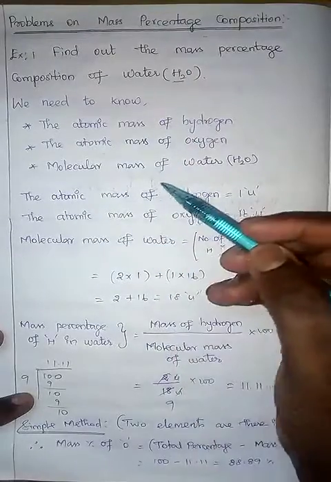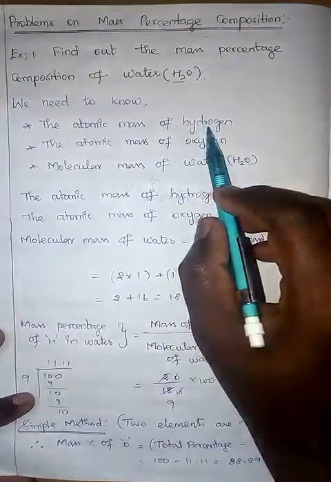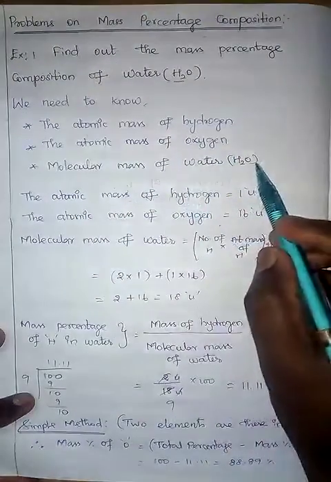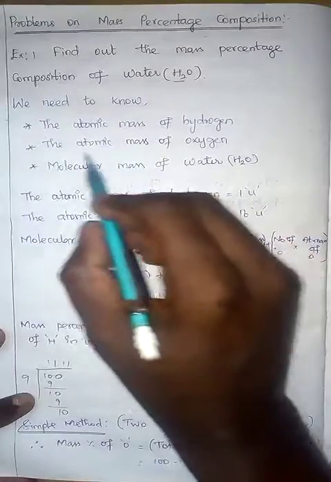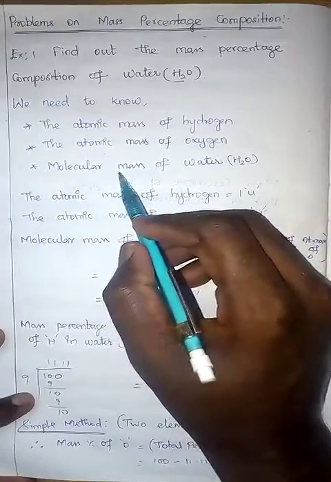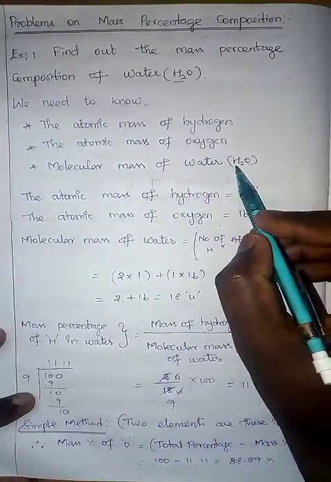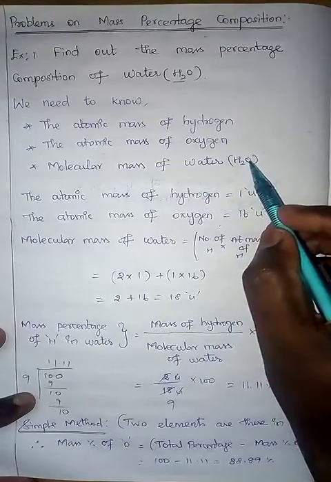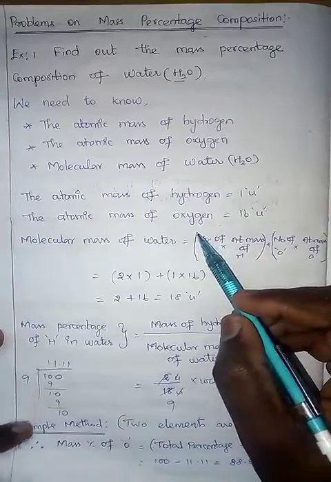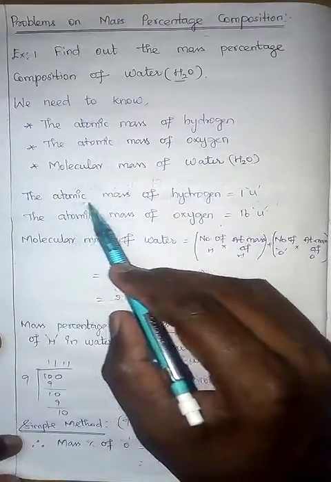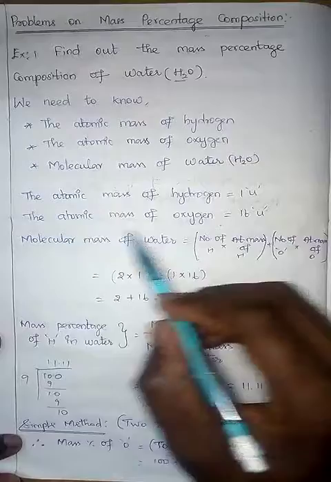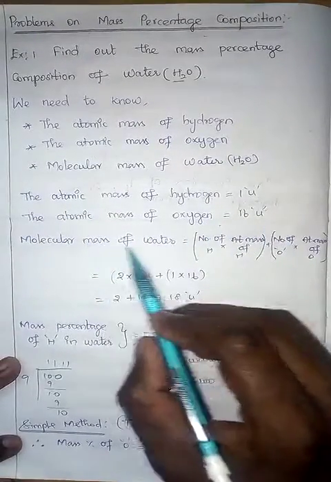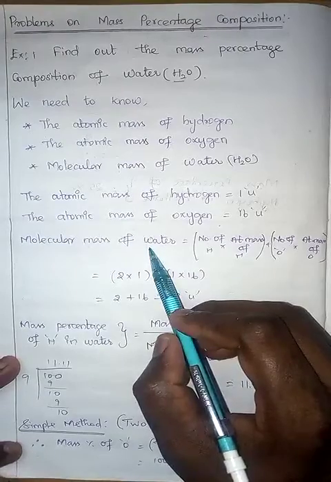Now, what else do we need to know? The mass of hydrogen we should know, the mass of oxygen we should know, the molecular mass of water we should know. So we can calculate the molecular mass by adding the mass of hydrogen as well as oxygen. As we have studied already, the atomic mass of hydrogen is 1 U, the atomic mass of oxygen is 16 U. Right? How to calculate the molecular mass of water?